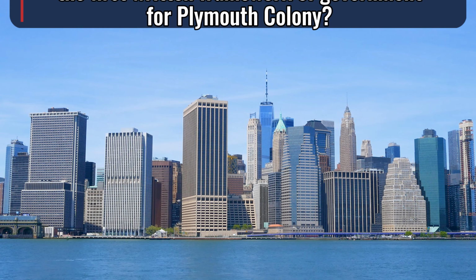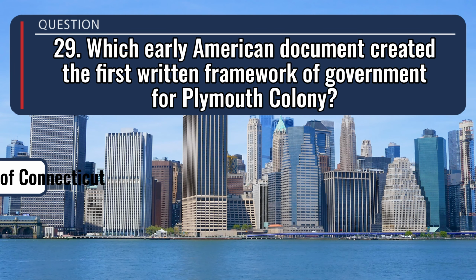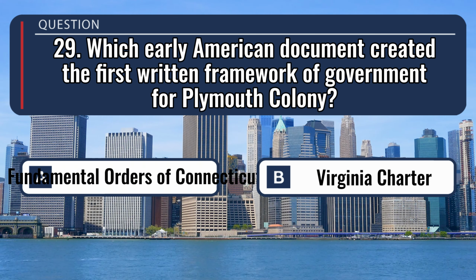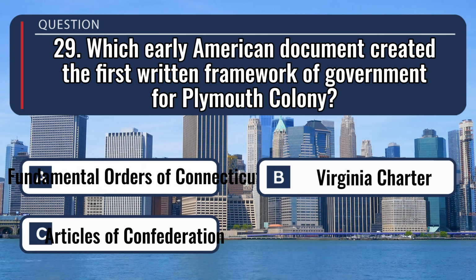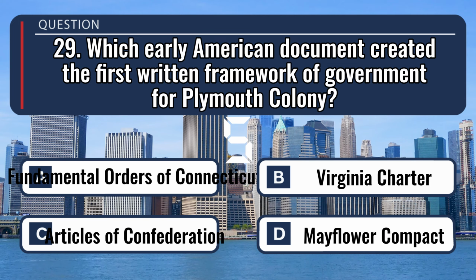Shirley Chisholm. Question 29. Which early American document created the first written framework of government for Plymouth Colony? A. Fundamental Orders of Connecticut. B. Virginia Charter. C. Articles of Confederation. D. Mayflower Compact. The correct answer is D. Mayflower Compact.